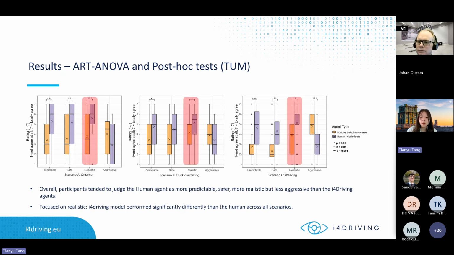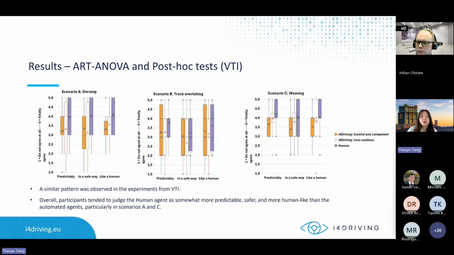However, focusing on the realistic i4 driving model, it also performed significantly differently from the human agent across all scenarios. Now we can also examine whether there are similar patterns in the VTI data. Participants were still able to distinguish between agent types, especially in predictability and human-likeness.